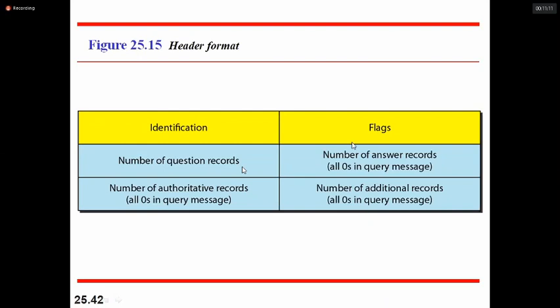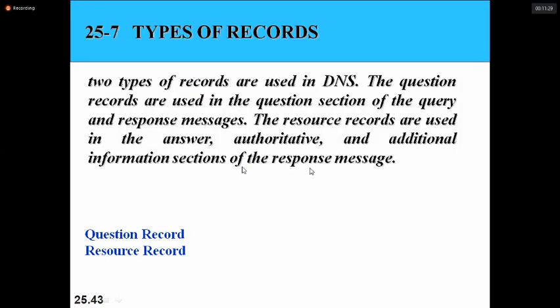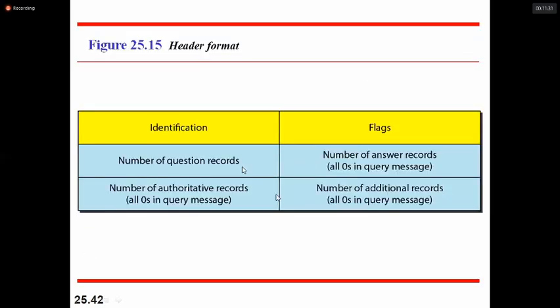Yes, ma'am. Okay, fine. I have additional records. So here, the additional records just contain the additional information for any response messages. Similarly, these would be your header format, and the two types of records we have are a question record as well as a resource record.